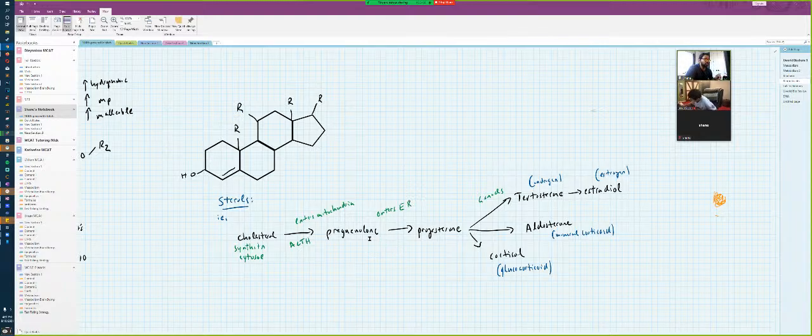Pregnenolone is cool because it actually acts as a neurosteroid. It can cause things to grow in your brain. Not to the extent of it being cancerous. I'm reading right now, it was found to induce tubulin polymerization in neuronal culture to increase neurite growth.